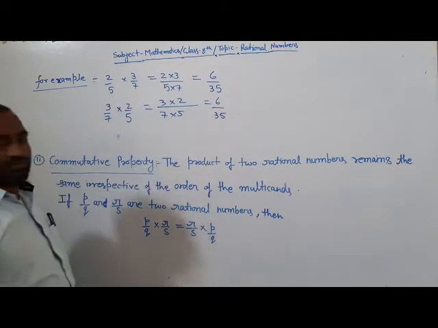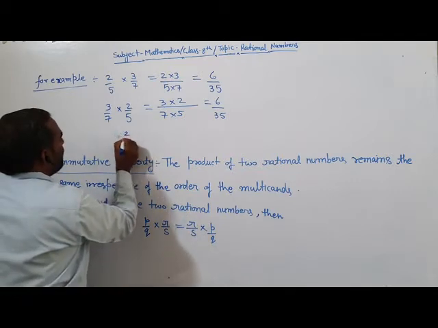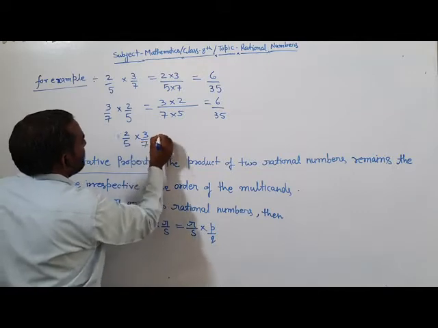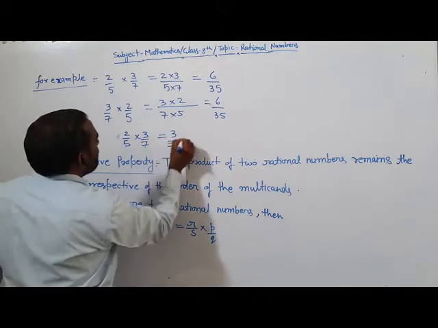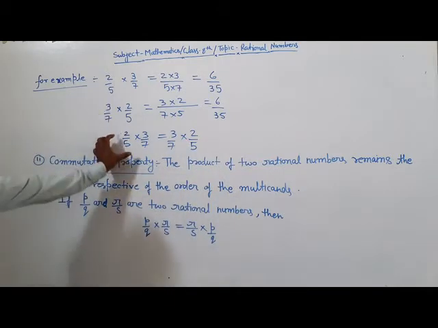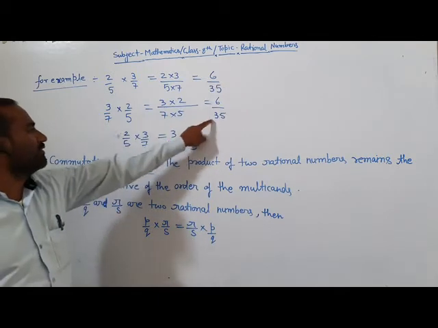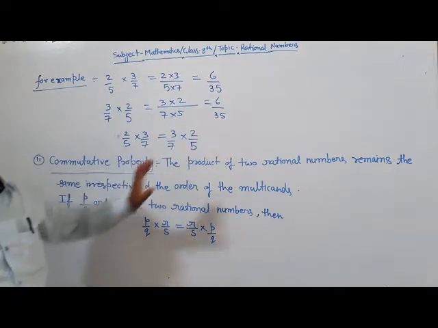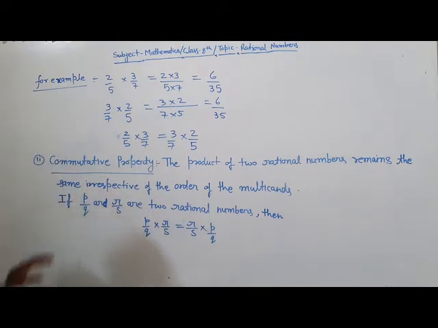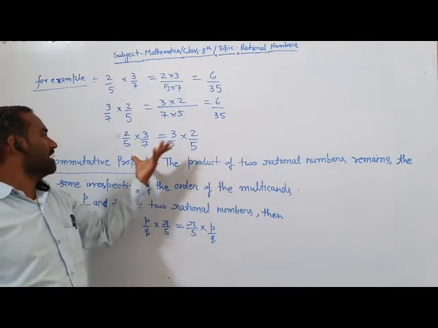Both are equal, but here we have changed the order. So 2/5 into 3/7 is equal to 3/7 into 2/5. The product of this is equal to 6/35. The product of this is also 6/35. Here we have changed the order of the multiplicands, but the answer is the same. The product is the same on both sides.